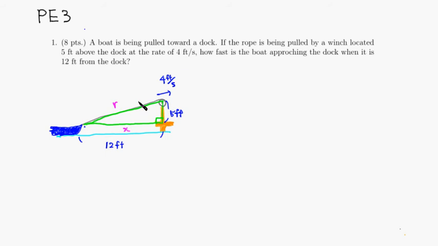Then we want to come up with an equation. Since you can see a right triangle right here, we can use the Pythagorean theorem. So by the Pythagorean theorem, we have R squared is equal to X squared plus 5 squared, right? 5 is never changing.